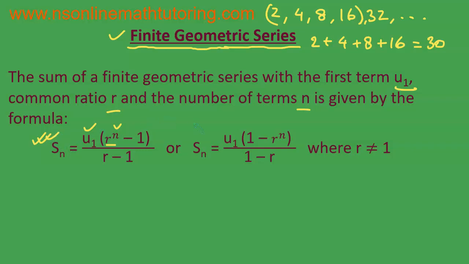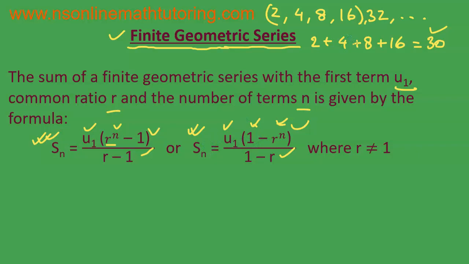This is the first version and this is the second version. You see, U1 is the same and only the r to the power of n and 1 have interchanged their positions. The minus sign is remaining the same both in the numerator and in the denominator. In the numerator 1 and r to the power of n have changed their positions, and in the denominator r and 1 have interchanged their positions. Okay, that is the only difference. So let us first of all find the validity of the two formulas that they have given us.